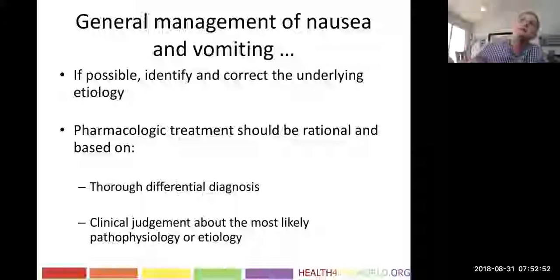But if it's refractory nausea that you can't improve by treating the underlying disease, then we move to pharmacologic treatments. And this should always be based on what I think the cause is and what receptors are involved in that potential cause. Those are the two questions you always need to ask yourself before you write for an antiemetic or an anti-nausea medication.